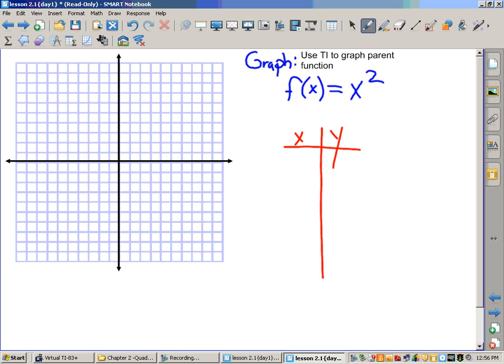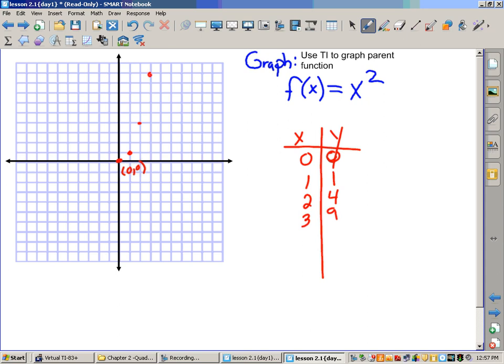My objective for today is to see that you be able to graph this without always having to do a t-chart. Now, if I put 0 in, I get 0 out. I put 1 in, I get 1 out. I put 2 in, I get 4 out. Put 3 in, I get 9 out.